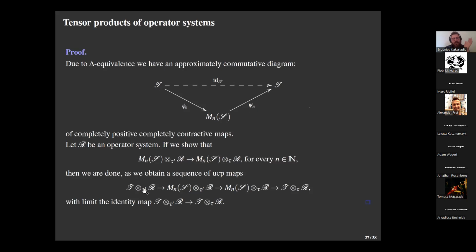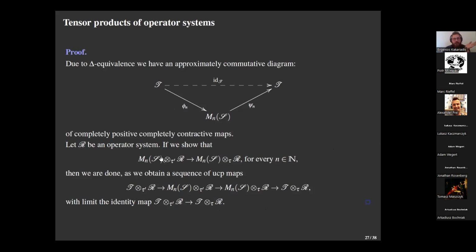Because T tensor tau prime R, by applying phi n tensor identity, will land me in here. Then I have the map that I would like to get, and from that I apply the psi n to get to the tensor product by T. If you follow the definition of these maps, because you have identity on the second factor of the tensor product, then the limit would be the identity, and that would be the UCP inverse that goes from tau to tau prime.